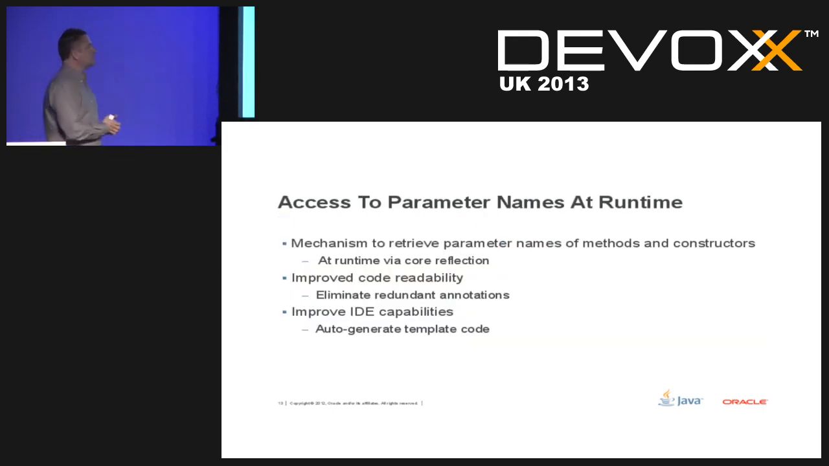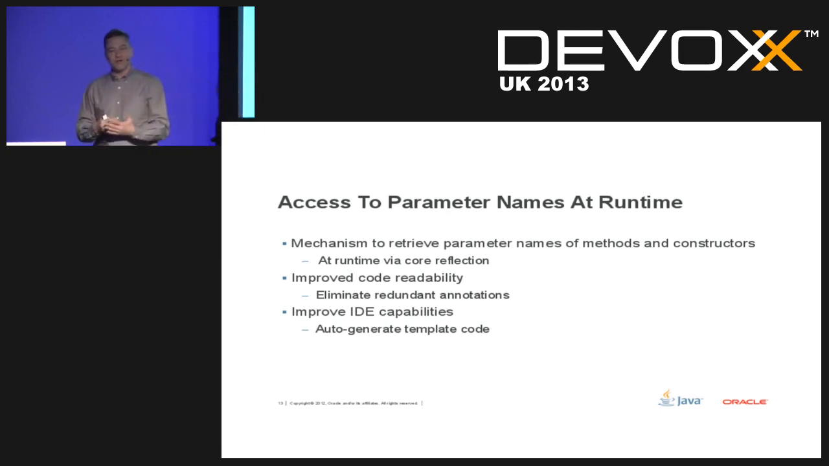Access to parameter names at runtime. What we can do in terms of reflection is look at details about the things we're using. So you can look at reflections on a class, and you can say, what is the name of that class? You can look at the methods that you have in that class, and you can say, what is the name of the method? You can say, what are the types of the parameters that are being passed to that method? But currently, you can't get the names of the parameters that are being used with that method.